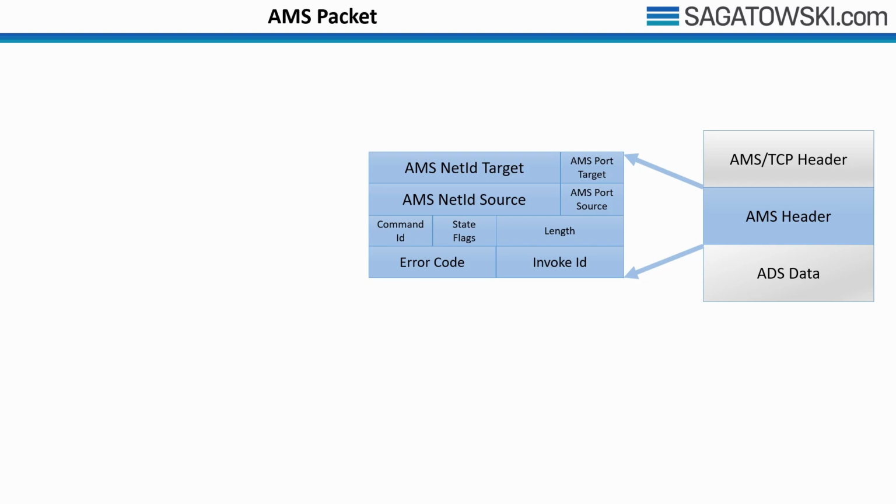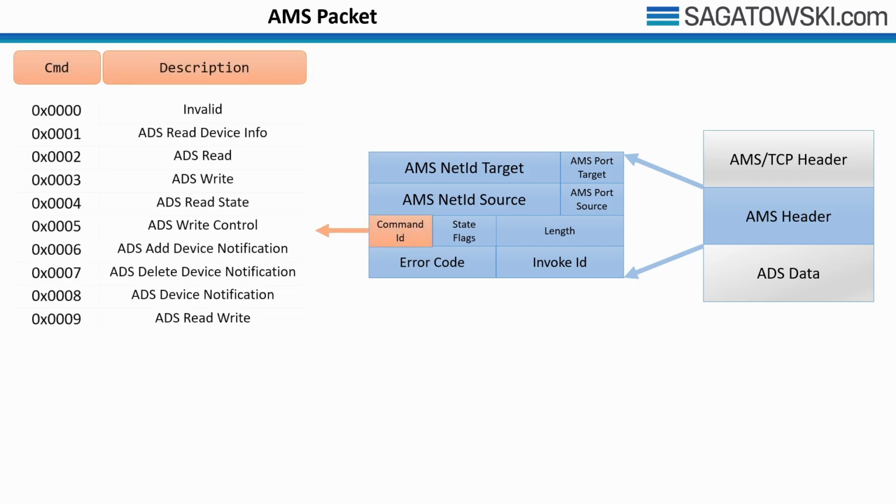The state flags are for example used to indicate whether this packet is a request or a response for an ADS command. The command identity specifies what type of command we want to do. There are various commands that can be used, and the ADS data, the field under the AMS header, will be different depending on what we want to do. For example, we use a different command depending on whether we want to read or write a variable in a system.